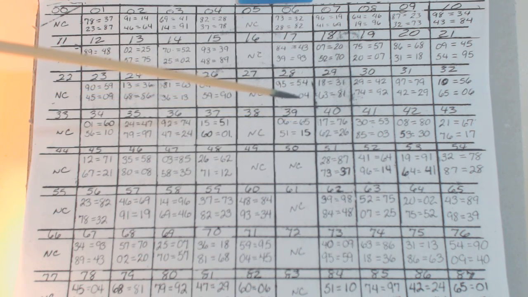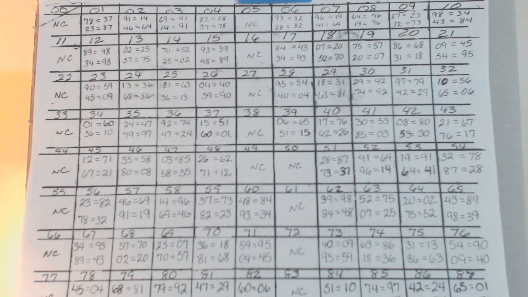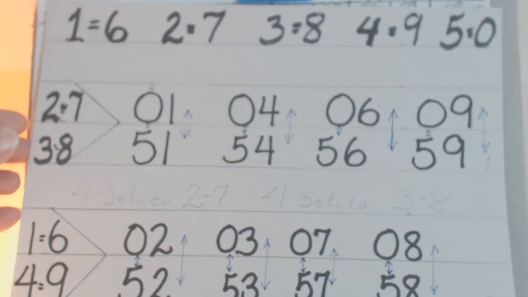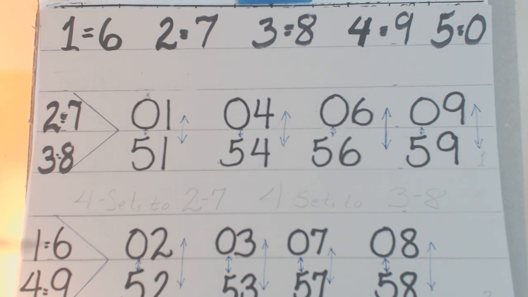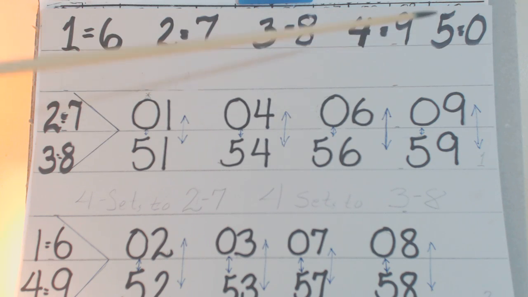But this is going to be a two-part series. We're going to put this up. You have 1, which is equivalent to the 6. 2 is equivalent to your 7. 3 equivalent to the 8. 4 equivalent to the 9. 5 equivalent to your 0.